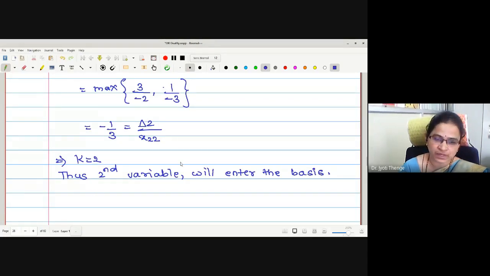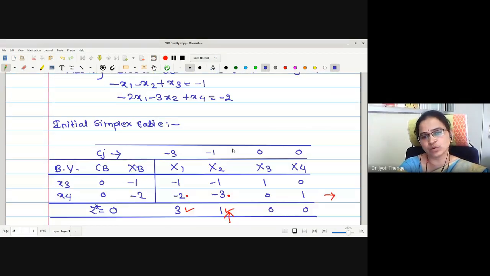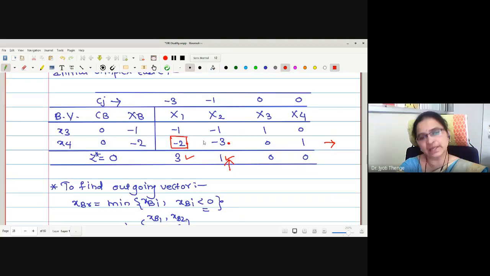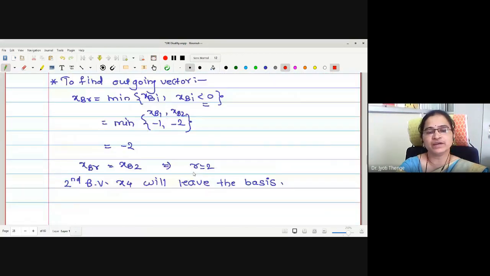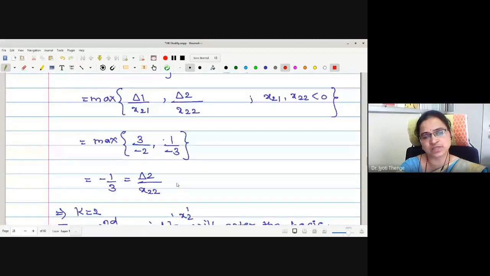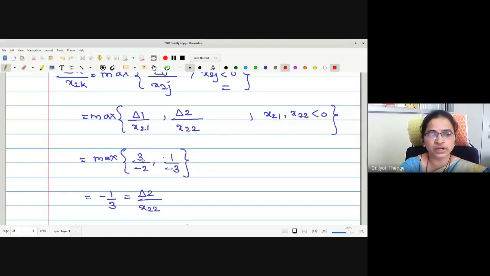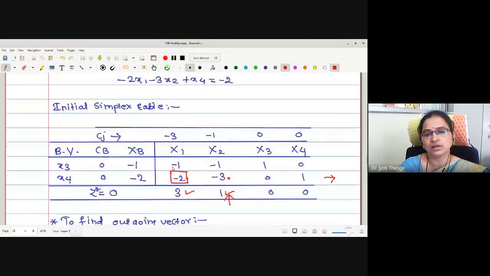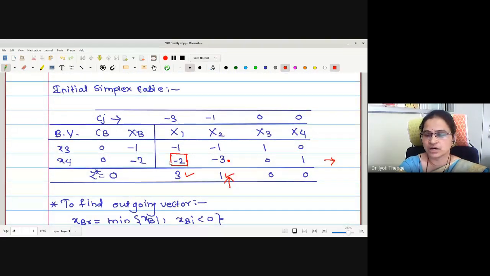Okay, the second variable x2 will enter the basis. Then what is my pivot? This is the shortcut I am telling you actually. Why write everything? These steps you can skip, or you have found the ratios 3 upon minus 2, 1 upon minus 3. That is what I am telling you here. Observe the entries in the key row which are negative. These two are negative. Therefore, the ratio is net evaluation upon those negative entries. This is the formula.